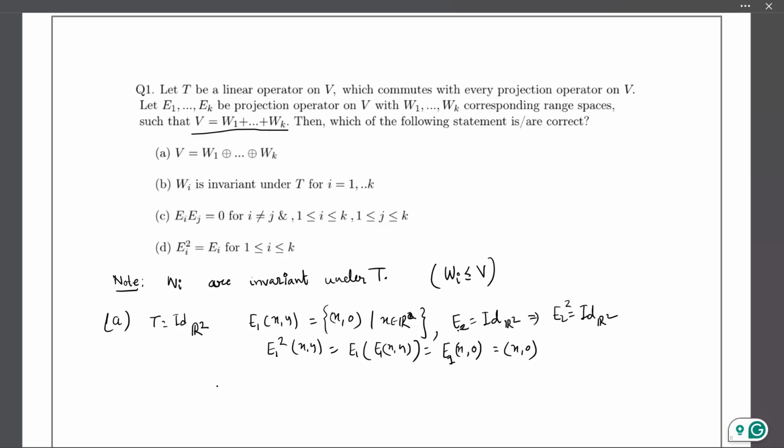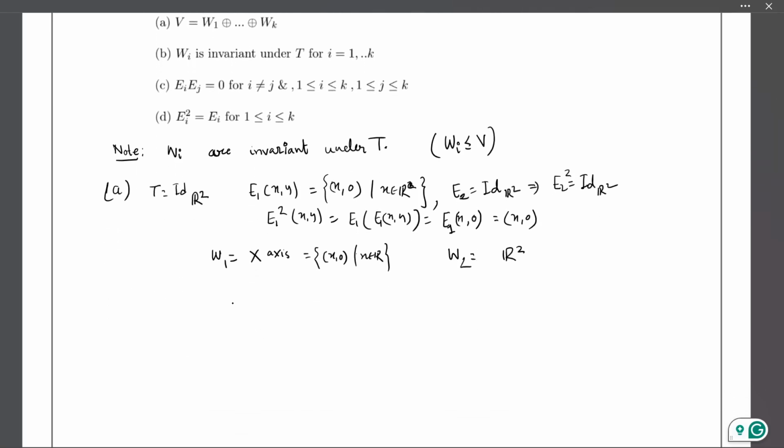So do you see the counterexample? What is the range of E1? W1 is the x-axis, I mean to say this is just of the form (x, 0). What is W2? W2 is nothing but R2 itself. So W1 plus W2 is R2, which means the whole of V. But this is not a direct sum. W1 direct sum W2 is not even defined, since the direct sum requires that W1 intersection W2 be zero, and here it is non-zero.